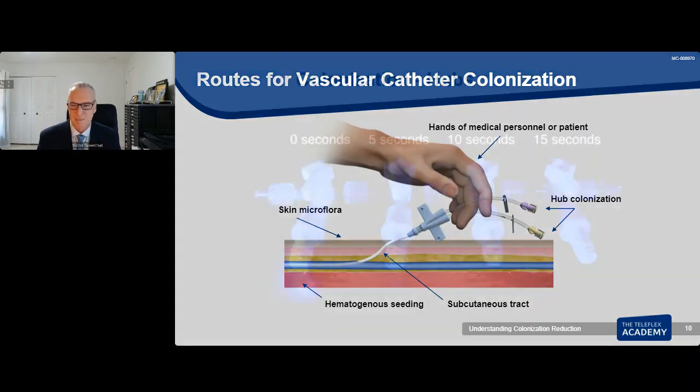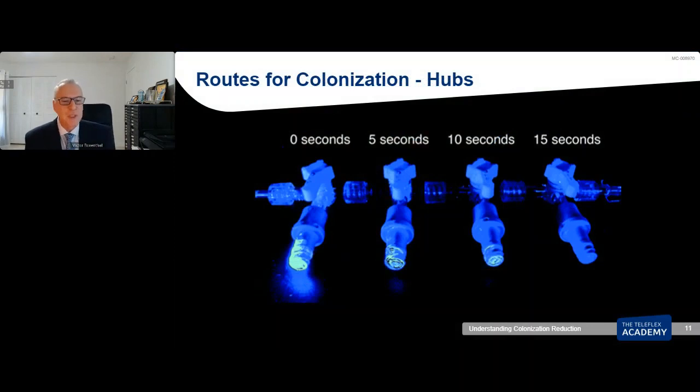hematogenous seeding. In this picture, you see hubs without disinfection, with 5 seconds of scrubbing the hub, 10 seconds, 15 seconds. What you see here is that when you scrub the hub at least 15 seconds, you remove the colonization. That's why this is important.